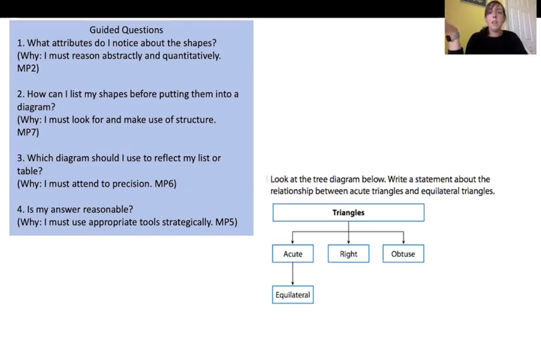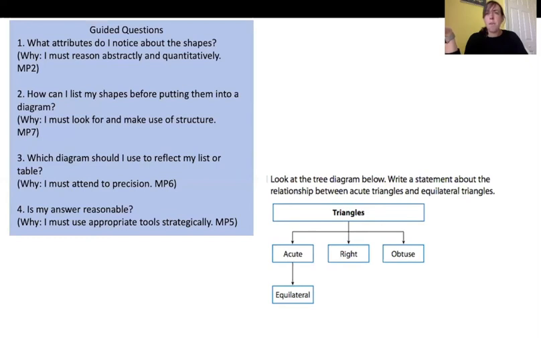I notice then underneath triangle that it goes to acute, right, and obtuse. If I think about acute, right, and obtuse, what I remember from 4th grade is that those are all types of angles, and I know that an acute angle has to be less than 90 degrees, a right angle is exactly 90 degrees, and an obtuse angle is greater than 90 degrees, okay? Thinking through that, I know that the total of the angles in a triangle is 180 degrees, so that's going to be important. Okay, so my second question is, how can I list my shapes before putting them into a diagram? The why is I must look for and make use of structure.